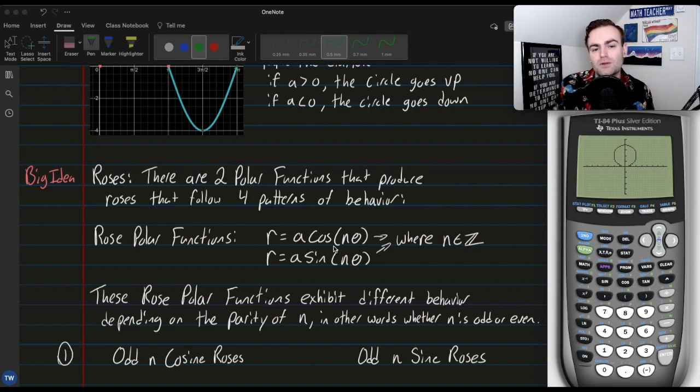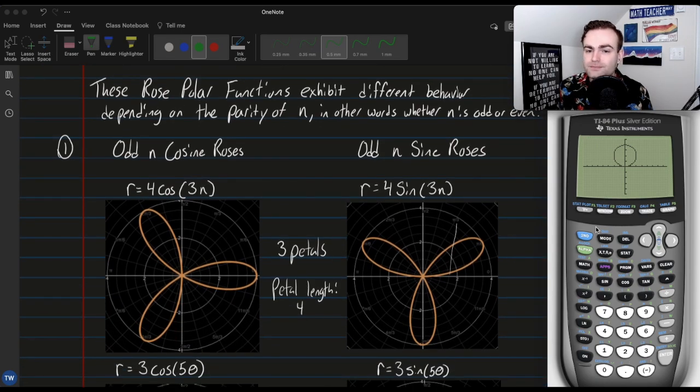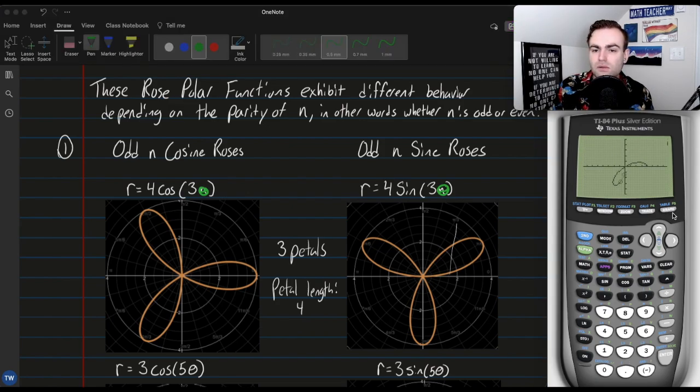The major difference occurs when n is odd or even. So let's look at some odd ones first. So if I do 4 cosine 3 theta. Oh, these are supposed to be thetas. Oops. We get, look how quick it is. We get these nice petals or fan blades or whatever you want to call them. Notice how it went around twice for 0 to pi. Interesting. So its cycle seems to be 0 to pi.